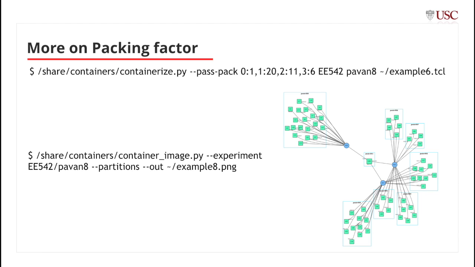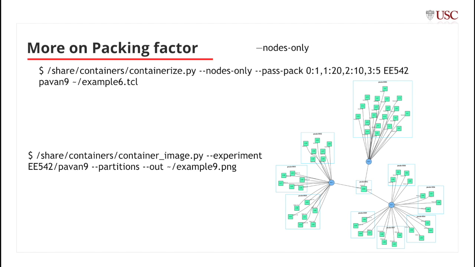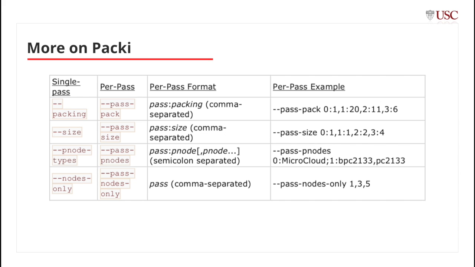And the next one would be to play around with the pass packing. So nodes only. This is a setting which would prioritize the nodes over other things. And more on packing factor, these are single pass, per pass, and it's a matrix on how we can play around with the parameters.